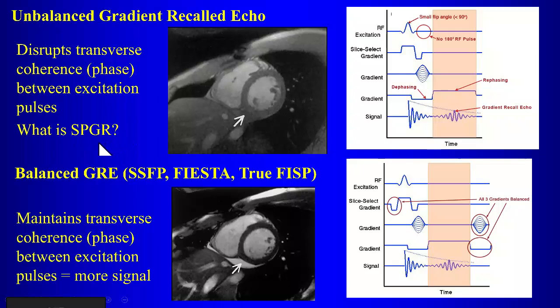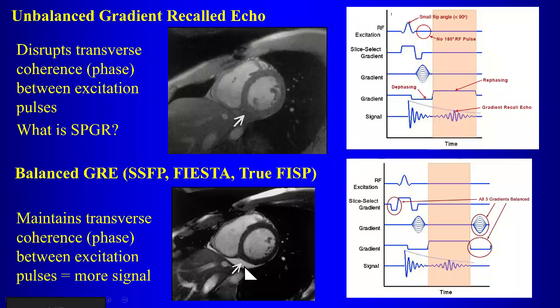So spoiled grass, what's done there is actually they disrupt the transverse coherence between the excitation pulses so that signal doesn't bleed from one excitation pulse to the other. The advantage of that is that it makes it more of a T1 weighted sequence. So that gradient echo imaging, especially spoiled grass, if you're doing body imaging, can be more of a T1 weighted sequence. But when we're doing cardiac MR, we use balanced gradient echo sequences, which is why the fluid will be brighter. Look at the pericardial effusion here. So if you're doing body imaging, it might look like that. But if you're doing cardiac imaging, because of the more balanced sequence, it'll look like this.